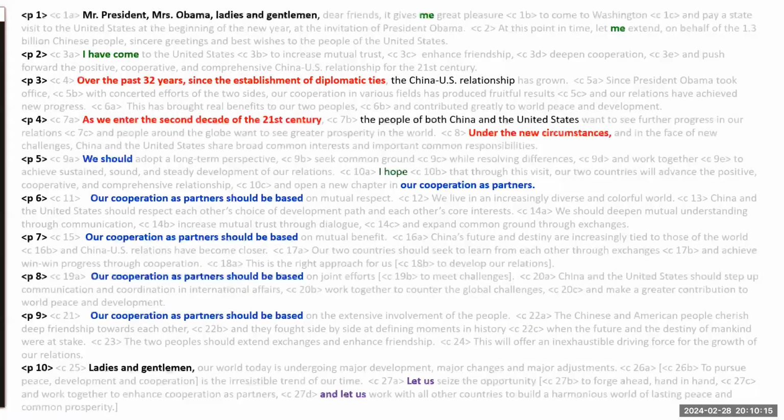What do you see here? "Our cooperation as partners," and then "our cooperation as partners." What do you call that? Kind of thematic progression. What's it? Ending one is how you begin the next. Linear. So you have a linear thematic progression here between 5 and 6, and then 6, 7, 8, 9, a very clear case of continuous thematic progression.